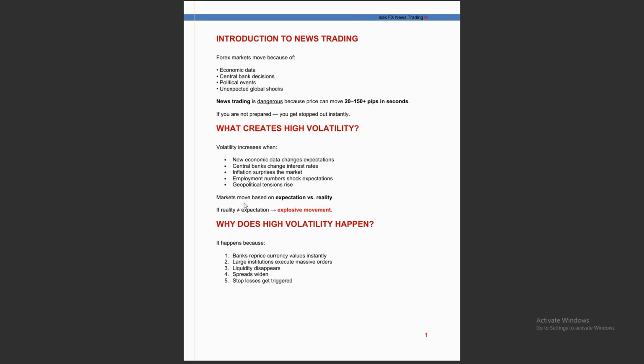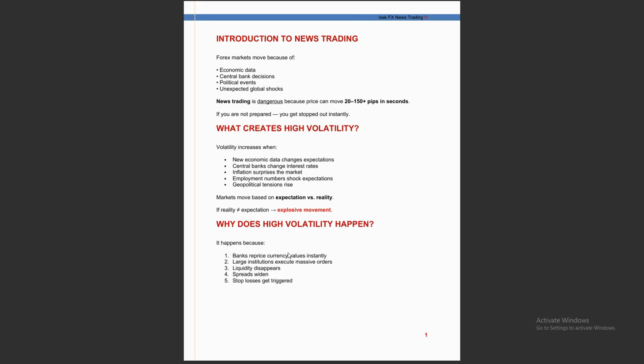So why does volatility happen? Because banks reprice currency values instantly, large institutions execute massive orders, and liquidity disappears. Take note of this: liquidity disappears. News does not respect liquidity.